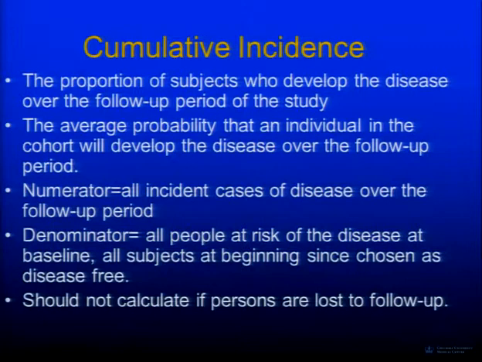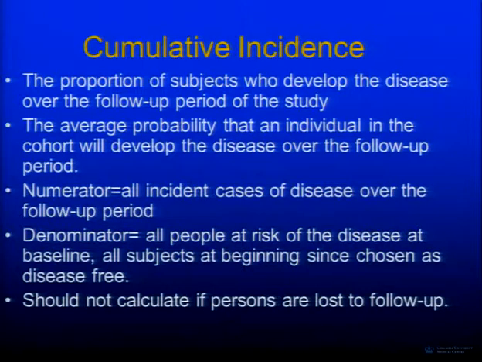We talked about cumulative incidence. It's the proportion of people who develop the disease over the follow-up period of the study, or the average probability that an individual in the cohort will develop the disease over the follow-up period. So here the numerator is all incident, or new, cases of the disease over the follow-up period. And the denominator, importantly, is all the people that are at risk of the disease at baseline. In most cohort studies or randomized controlled trials, this is going to be everyone in the trial, because normally we exclude people that already have the disease from these trials, so they would not be part of the denominator.